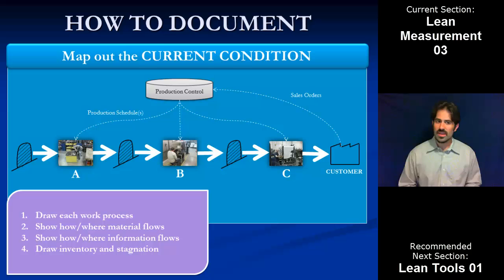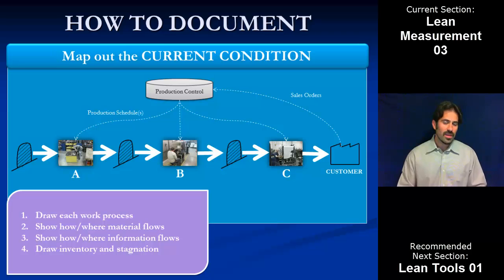The first couple of steps here: we just want to draw out each work process. You can use a box and jot a little note in. That's the easiest way to do it, noting what the process is. Then we want to show visibly, with a series of arrows, how and where the material flows. We want to show with dashed arrows where the information flows. And then the little dashed hats, my favorite, draw in where there's stagnation.